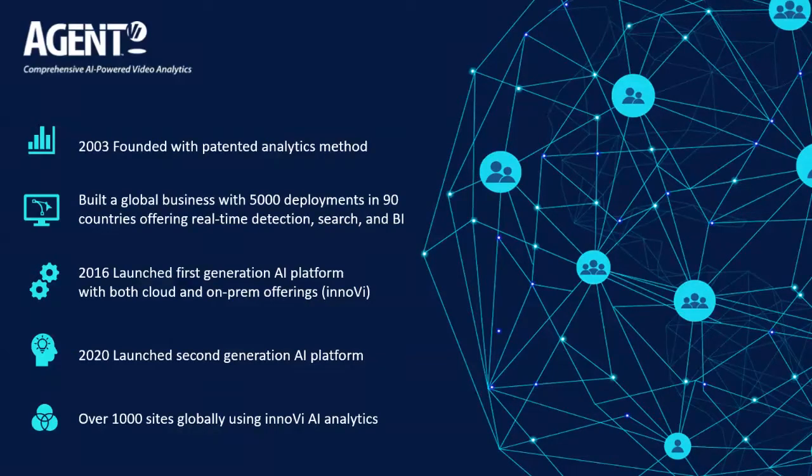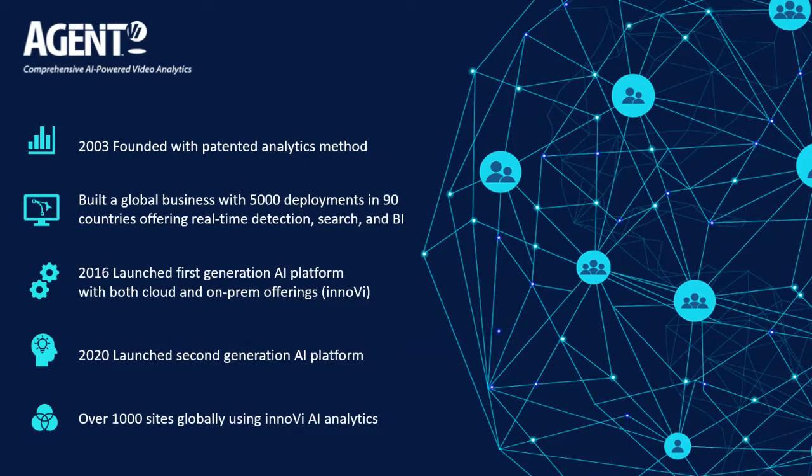So after our founding, we launched a product. We were very successful with it, and over our first 10 years, we built a global business with over 5,000 deployments in 90 different countries, primarily based around real-time detection, search, and business intelligence. That was a good product for us. It took us through 2013, but by 2014, we began realizing that we were starting to hit some of the limitations of just what we could do with that current technology.